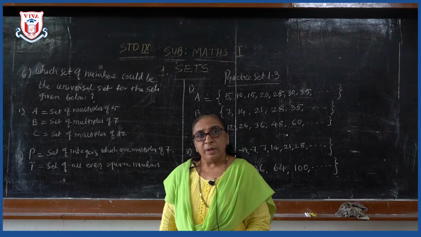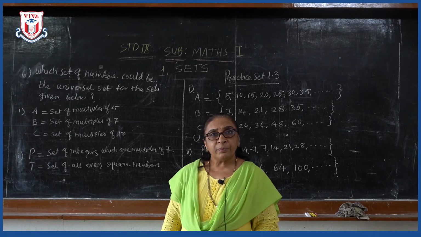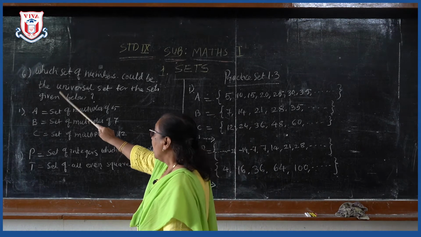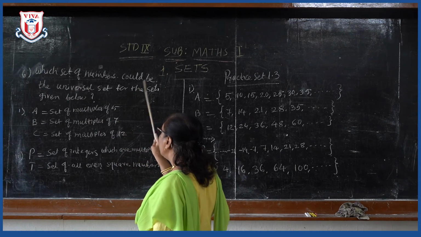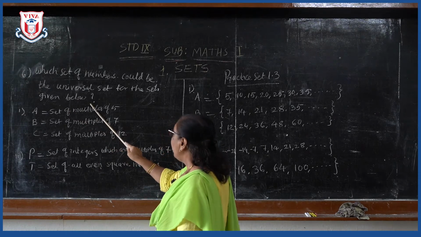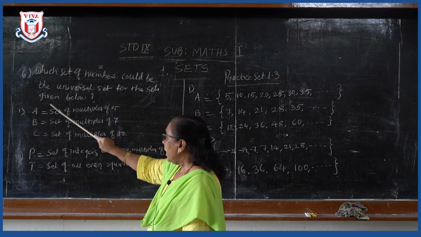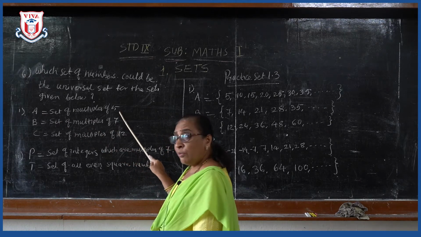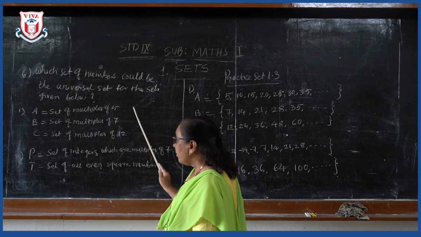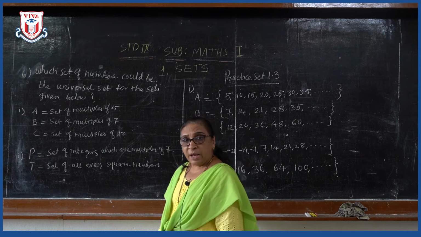One more example from the practice set we'll take now. That is the sixth example. Which set of numbers could be the universal set for the sets given below? See the first part. A is a set of multiples of 5, B is a set of multiples of 7, and C is a set of multiples of 12.